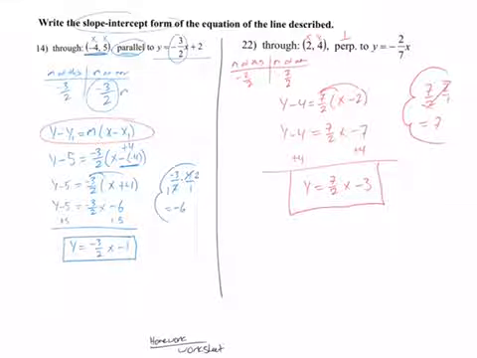Alright, if you haven't seen that already, your homework is a worksheet. And notice I've done number 14, number 22, and I've also done 4 others from the first part of your homework there. So make sure that you get those ones right from here.